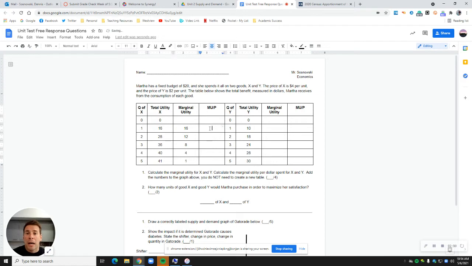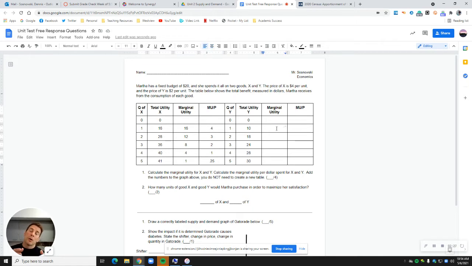All right. Now remember, marginal utility does not take into account the price. So marginal utility divided by price. The price of X is $4. So you're going to go 16 divided by 4 is 4, right? 12 divided by 4 is 3. 8 divided by 4 is 2. 4 divided by 4 is 1. And then lastly, you get 1 divided by 4 is a quarter, or 0.25.